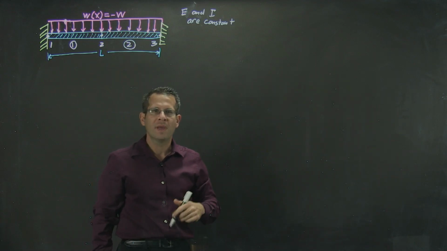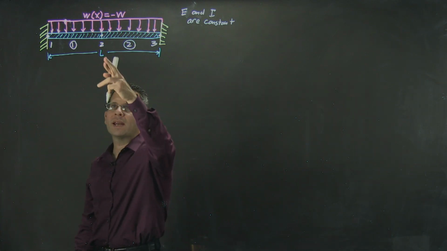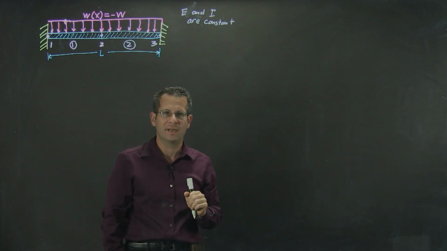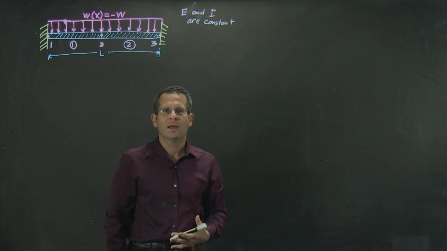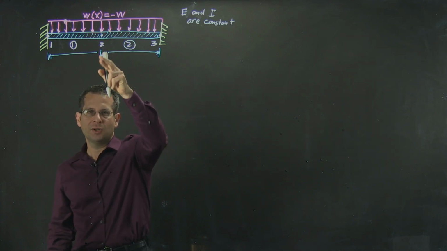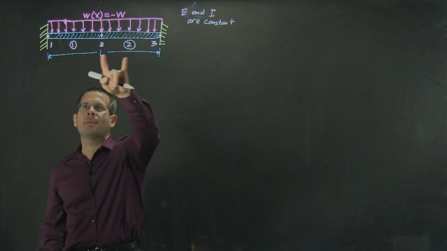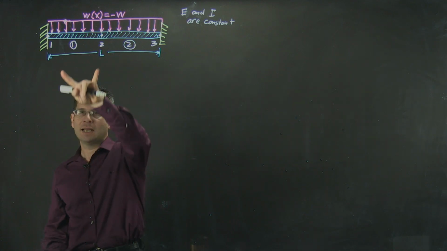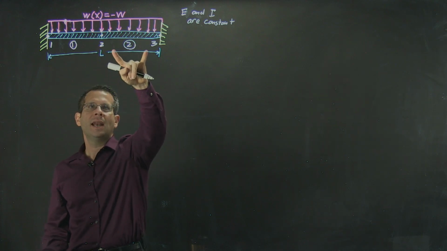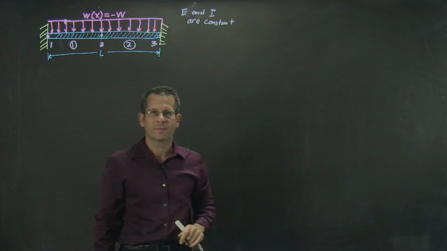Because I'm asked to find the displacement at the midpoint, I need to have a node at the midpoint so I can calculate the displacements at that node. Because I need a node at point number 2, and because I don't want to use a higher order method, I'm going to break my beam up into two elements. Element number 1 with node 1 and node 2, and element number 2 with node 2 and node 3.